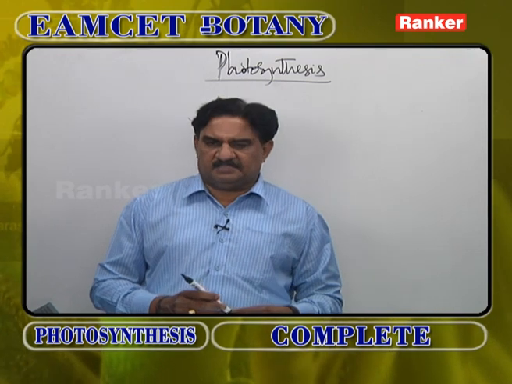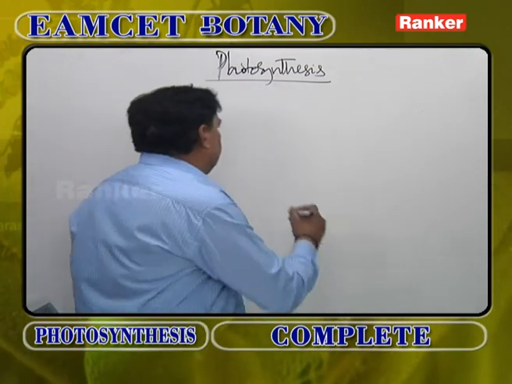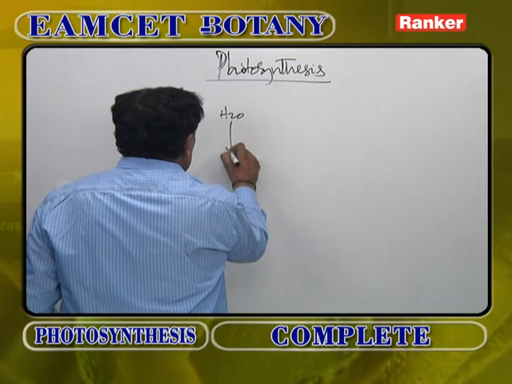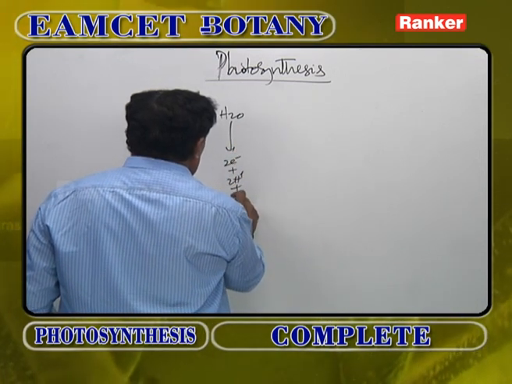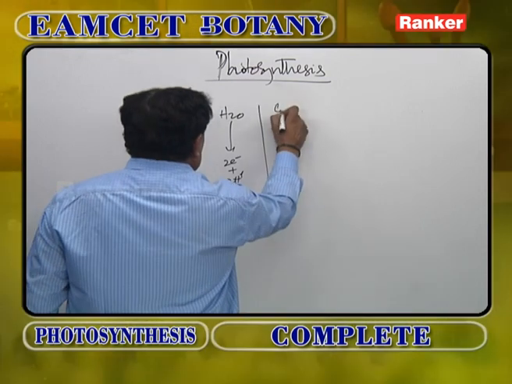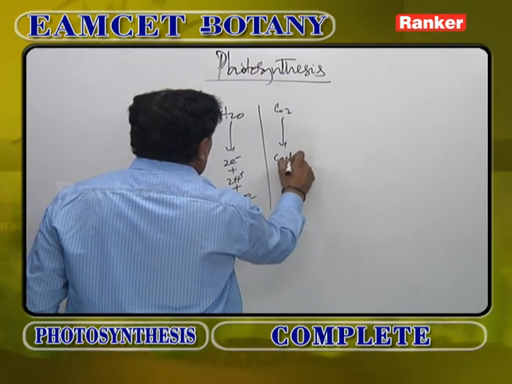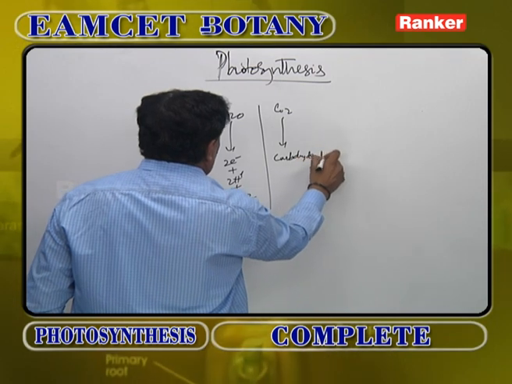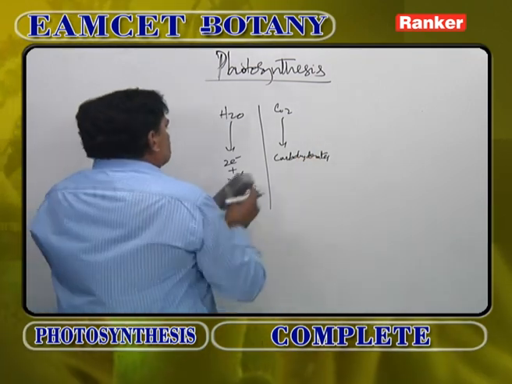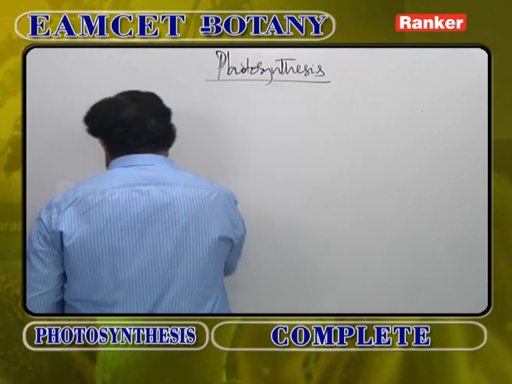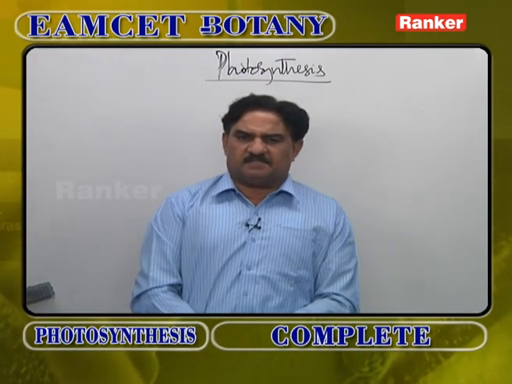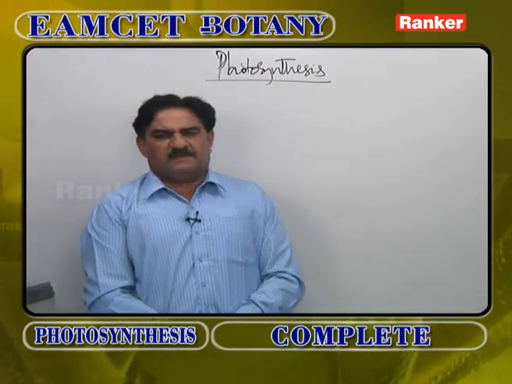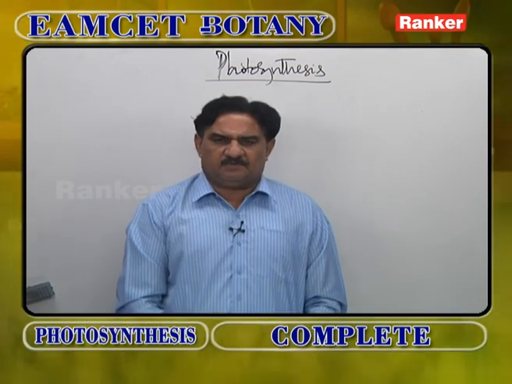It is an oxidation reduction reaction where the water molecule gets oxidized to liberate 2 electrons, 2 protons and half O2, whereas carbon dioxide is reduced to the level of carbohydrates. Carbon dioxide comes from the atmosphere, water comes from the soil, and sunlight is the ultimate source of energy. The first step in photosynthesis is excitation of chlorophyll.